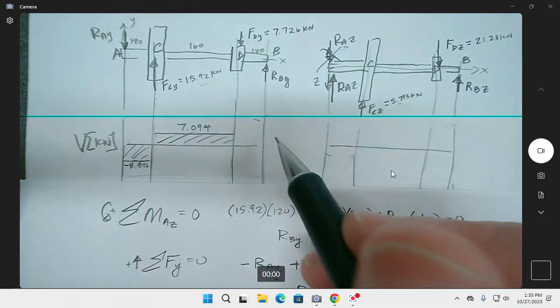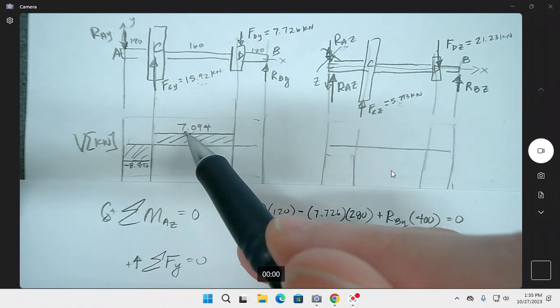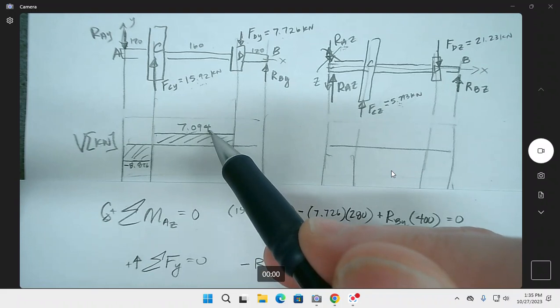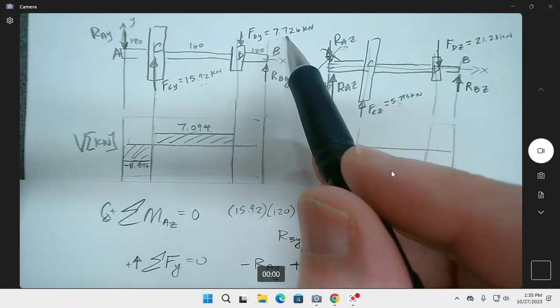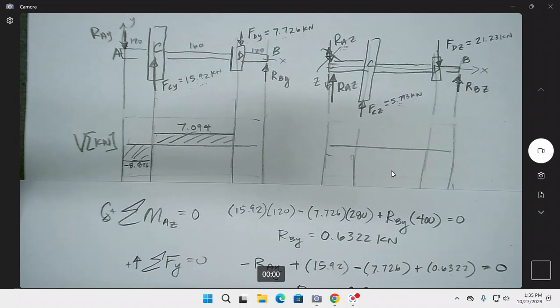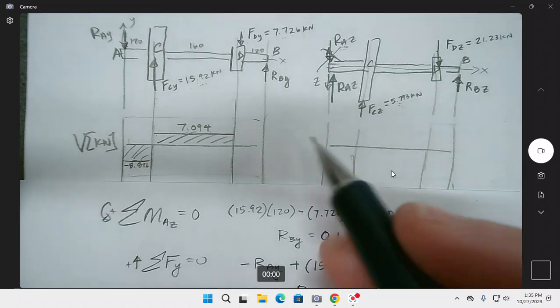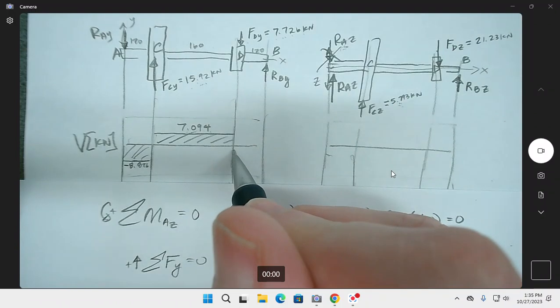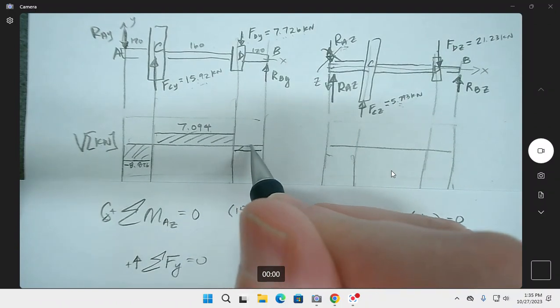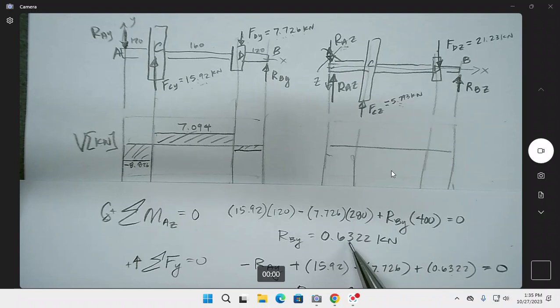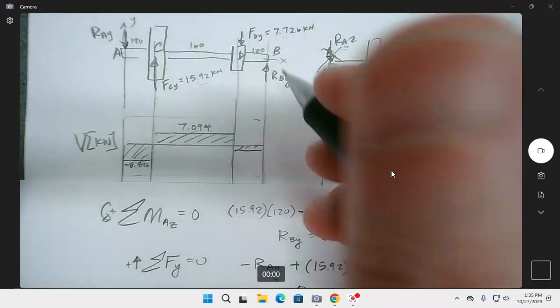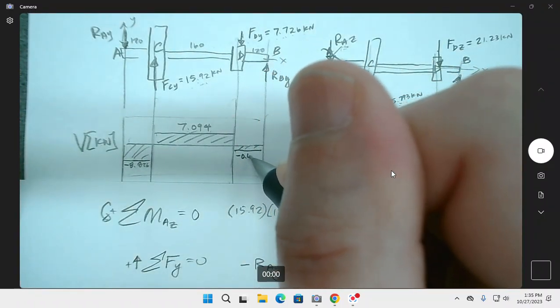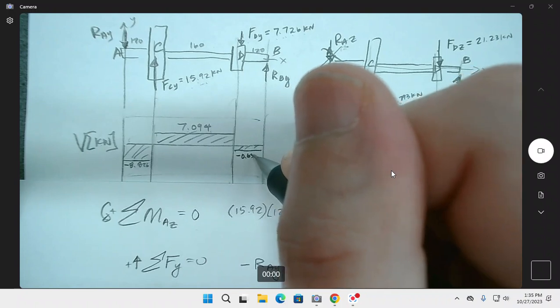Okay. And now we're going to subtract from that 7.094 the 7.726, and we get a negative 0.632. So pretty small right here. But that should match this right here, right? We're kind of making a double check of our statics. Negative 0.632.